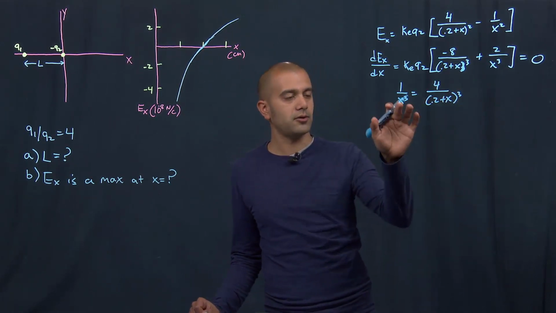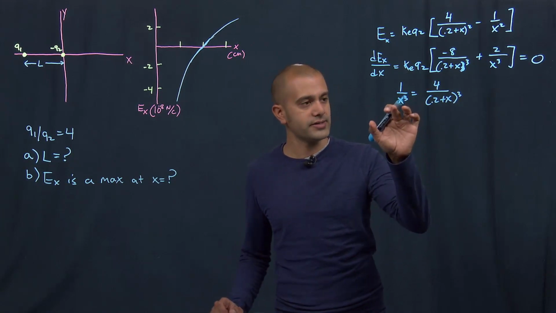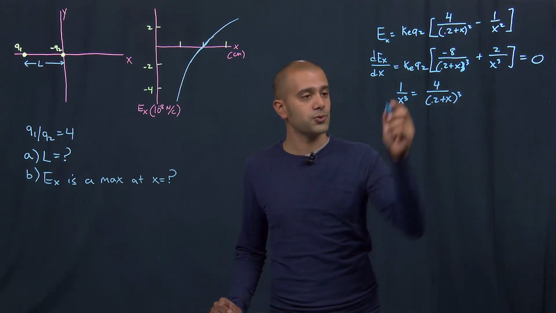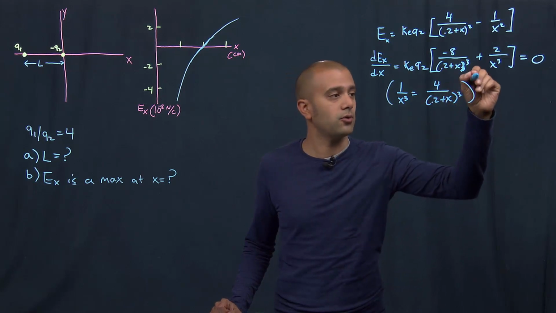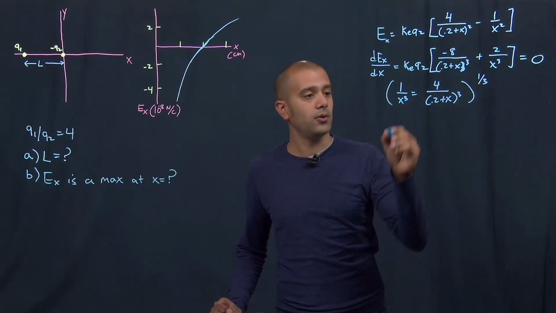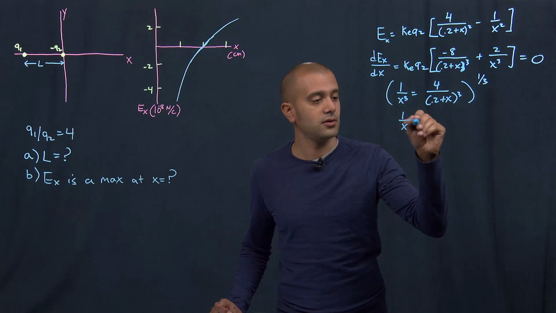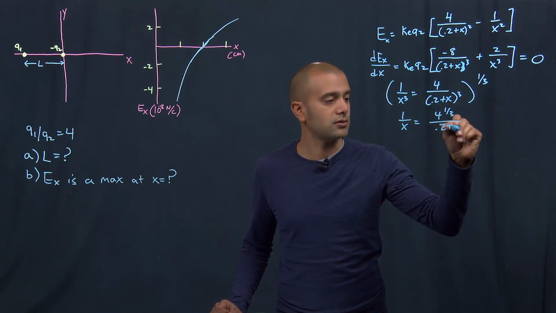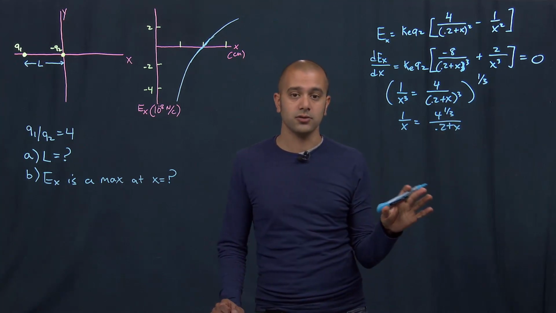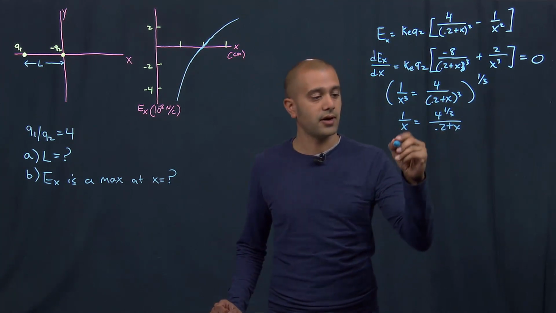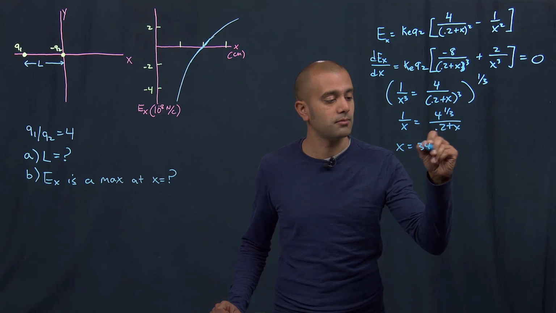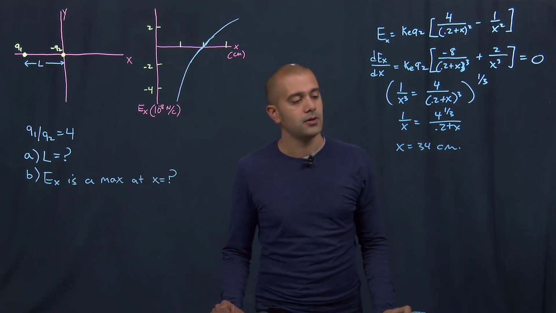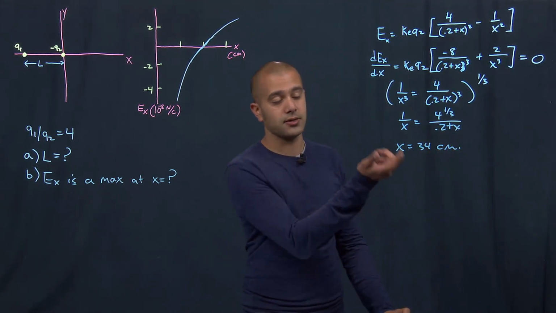Now we have x to the third power here, so the good thing is that both sides are to the third power, so the best way to do this is to just take the entire expression to the 1/3 power to cancel those out. And what you find here is that 1 over x equals 4 to the 1/3 power divided by 0.2 plus x. And this is just a linear equation, so if you go ahead and cross multiply, you can quickly solve for x, and you'll find that x equals 34 centimeters. All right. So that tells us that there's an extremum at x equals 34 centimeters.